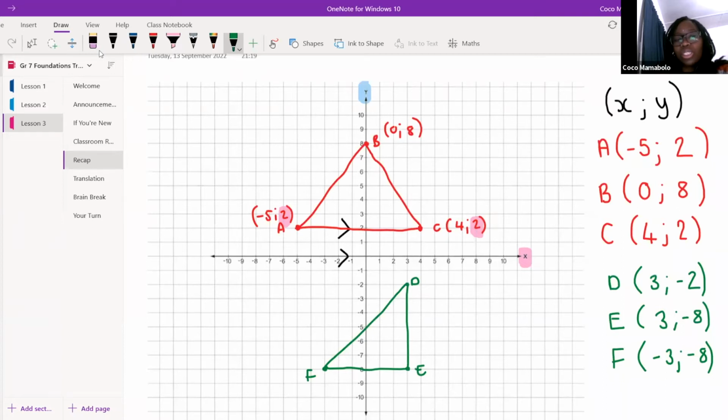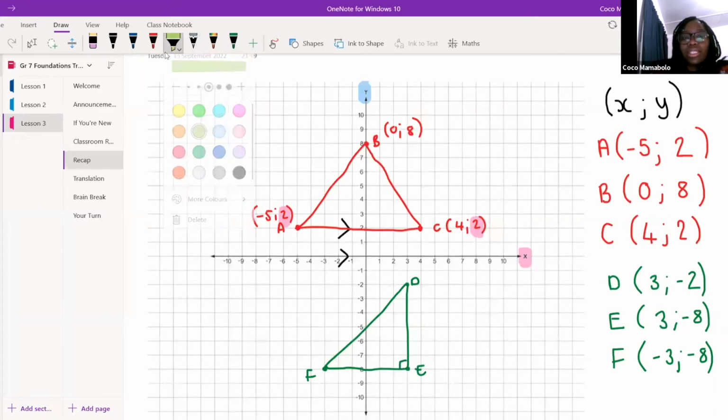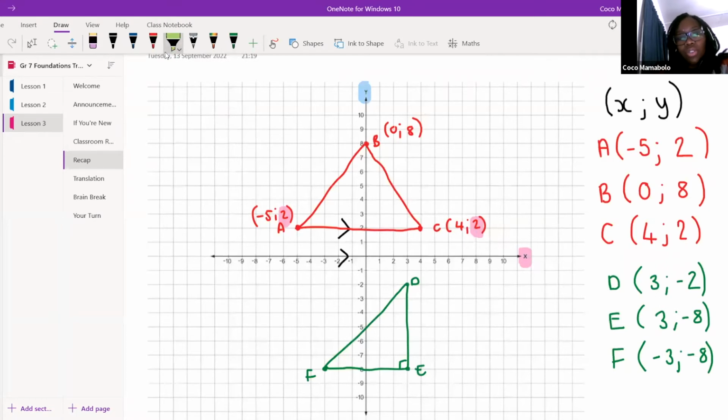Thank you, Nokwezi and Mivuyo. You guys figured it out. Okay. It's a right-angled triangle. Do we notice anything about the coordinates? Do we see anything that's similar in the coordinates for DEF? Does anybody notice anything that's similar?